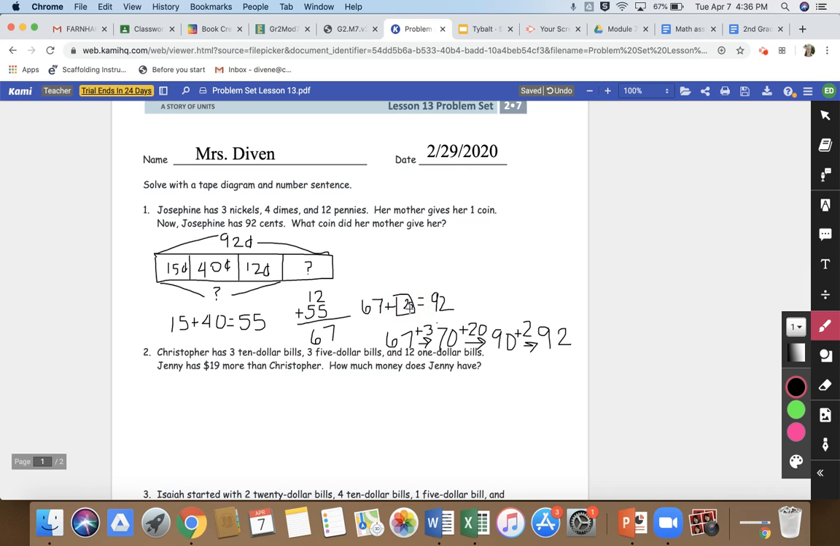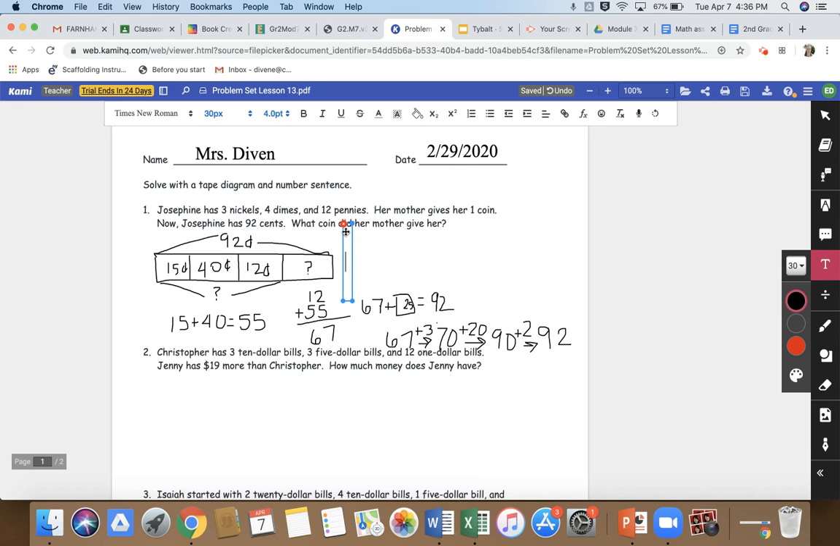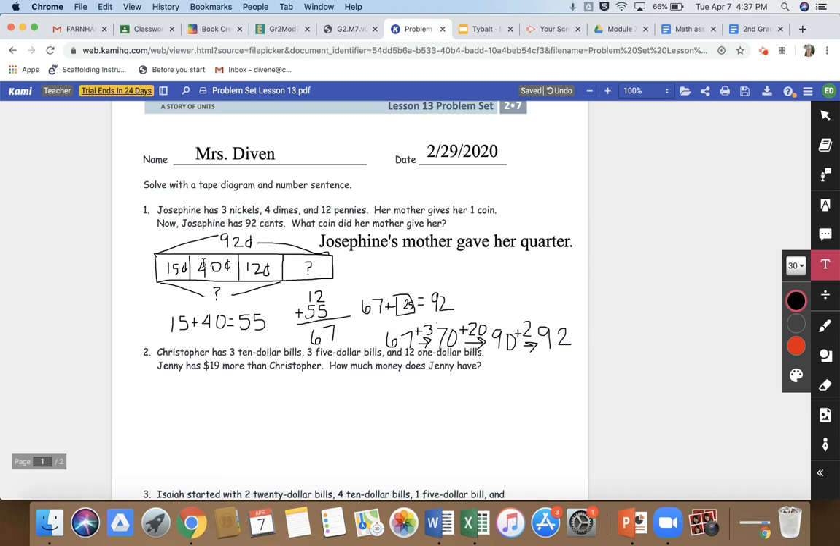And we know that a quarter is worth 25 cents. So here when it says what coin did her mother give her, we can say Josephine's mother gave her a quarter. I'm going to try to see if I can fit all of that right in here. Okay. So we read it, we drew it, and then we wrote our sentence.